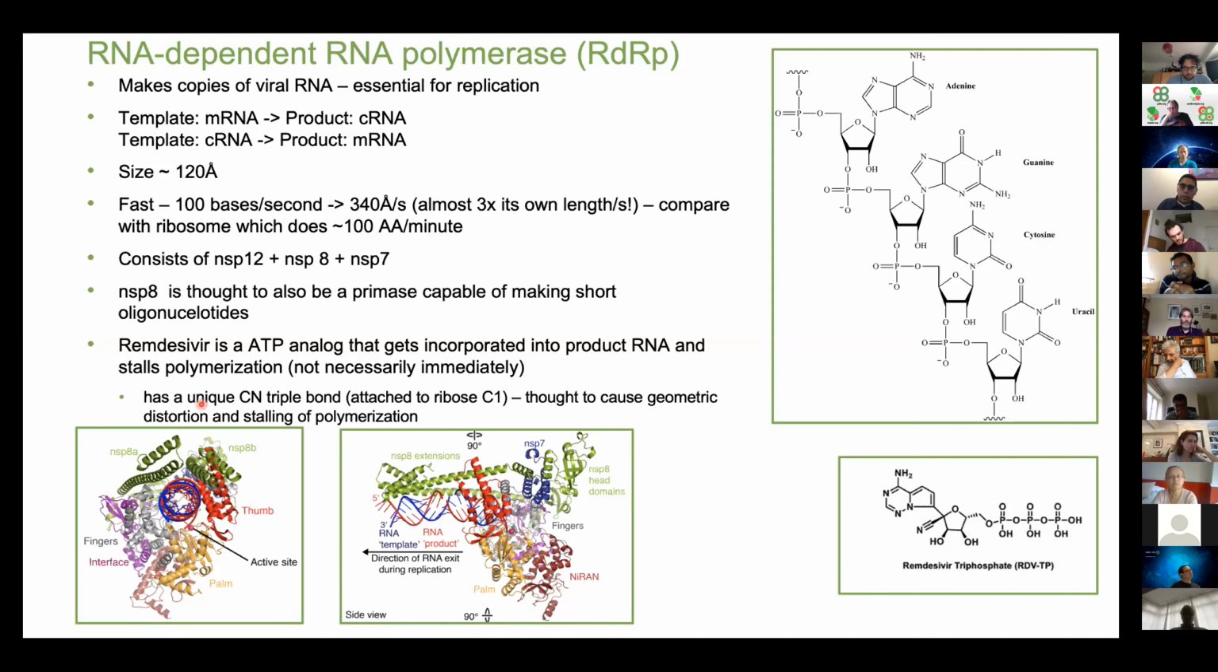In terms of distinguishing features, if you look here, it has this carbon nitrogen triple bond, and this is something which distinguishes it from the adenosine. And it's thought that this is also important in the sense that it causes geometric distortion, and that's what sort of causes the stalling of the polymerization.